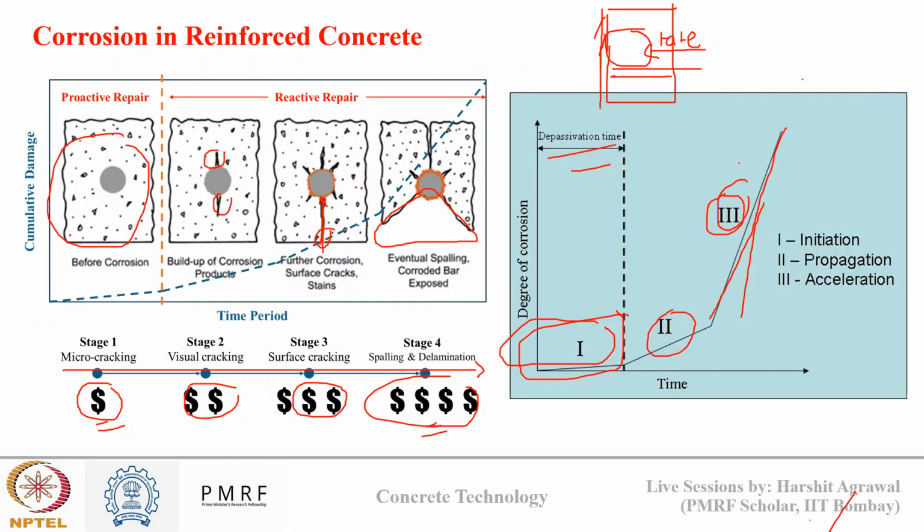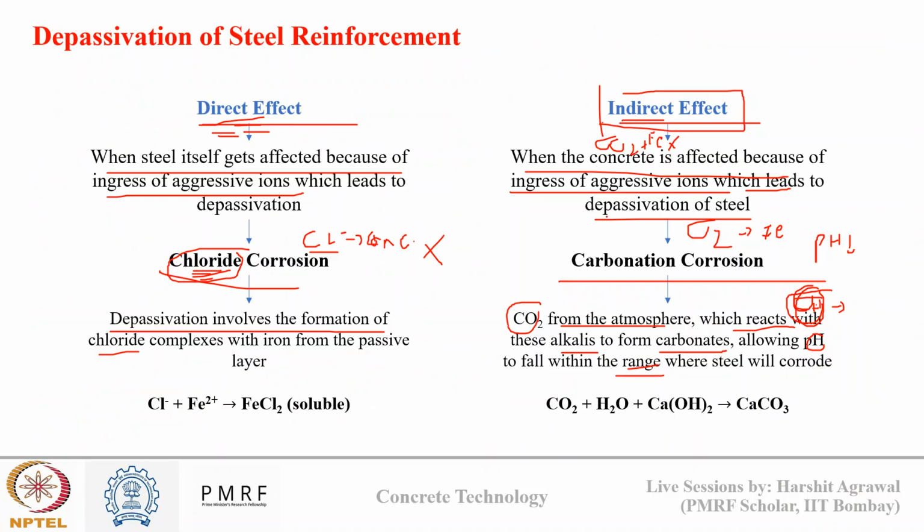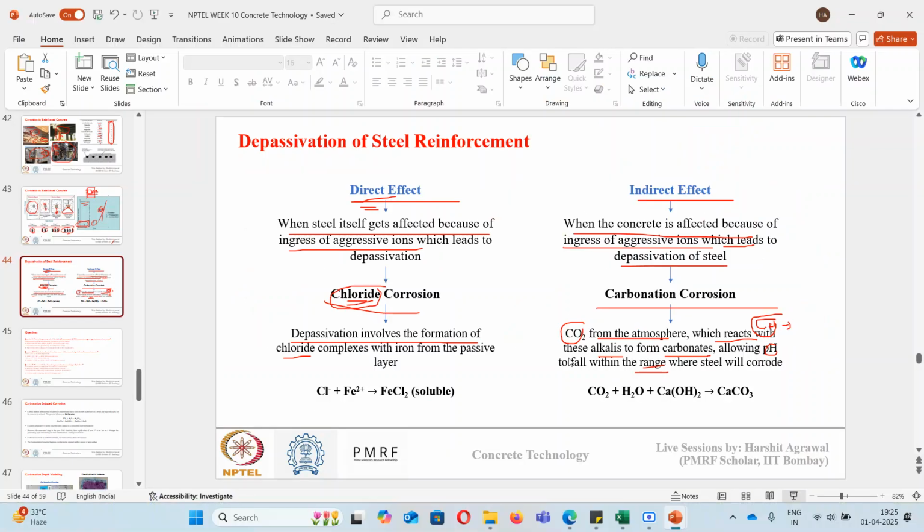So that's why we said it is a direct effect. It is directly affecting the steel, not the concrete. Now it is clear.